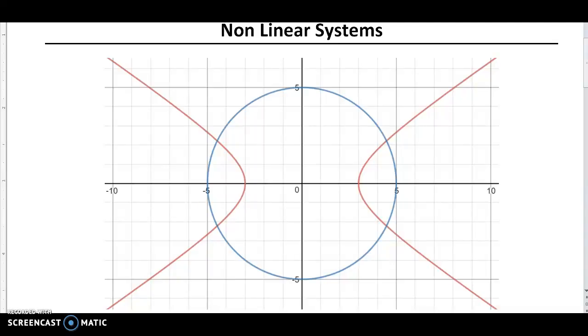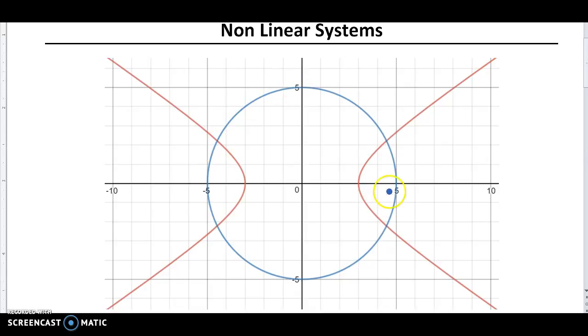Hi everyone. In this video we're going to look at nonlinear systems of equations. So remember, when we're solving a system of equations, we're looking for where two different functions intersect. What points do they have in common? Before, we were looking at lines where they intersect, but the functions could be anything.